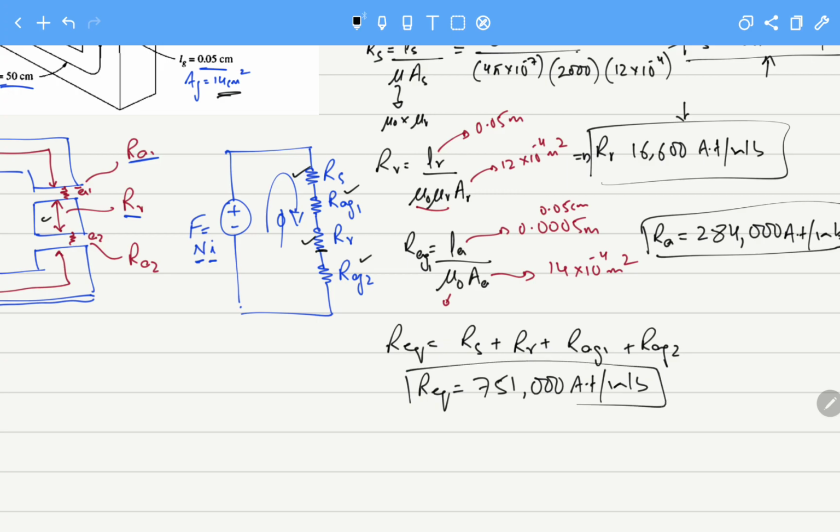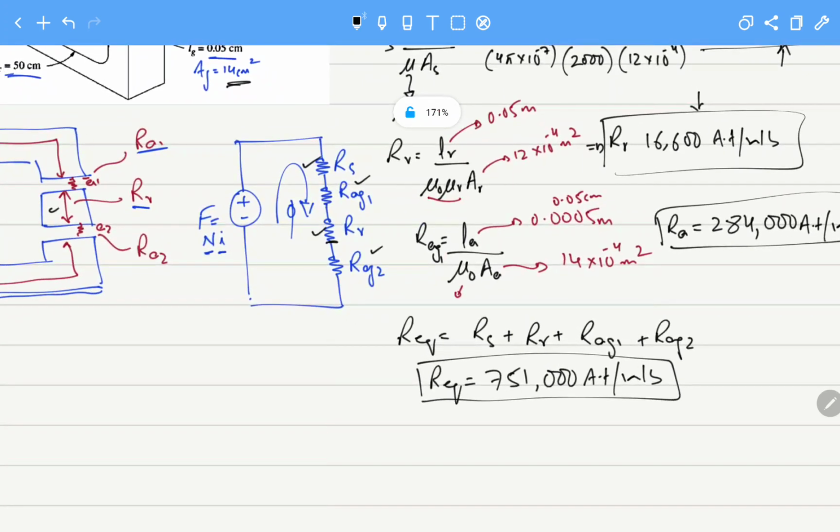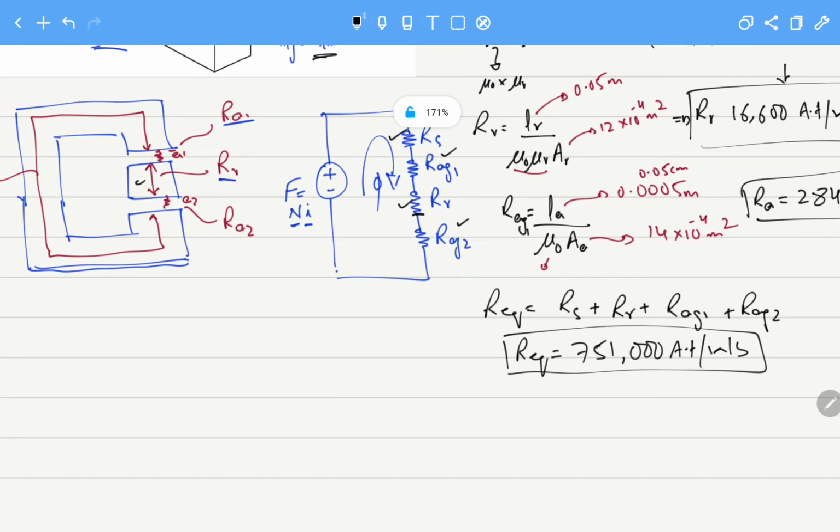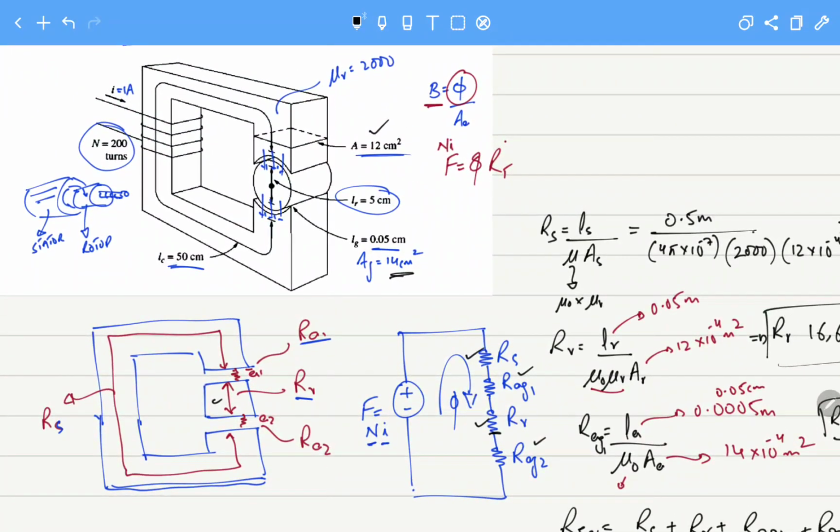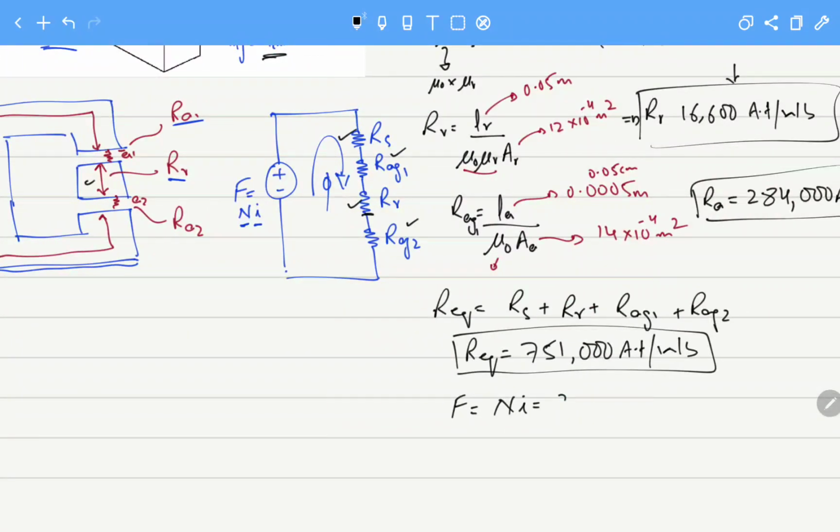Now once you have this value, we also have the value of F, that is equal to Ni, where the number of turns is 200 turns and the current is 1 ampere. So 200 turns into 1 ampere, that will be equal to F equals 200 ampere turns.